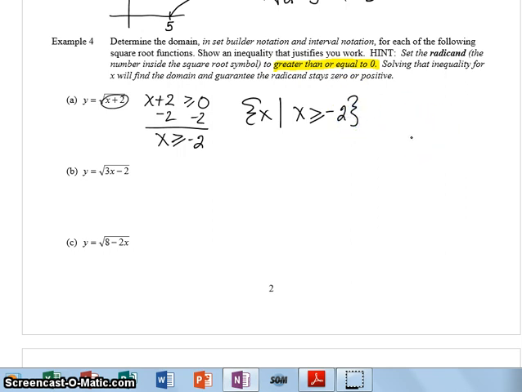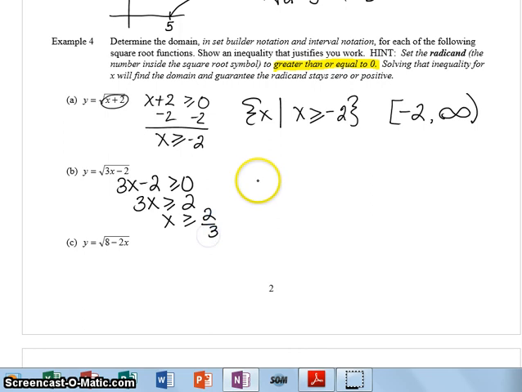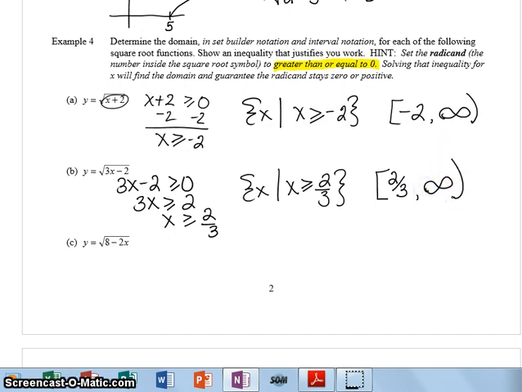There's my set builder. Now for interval notation, because it wants it in interval as well, it's going to go from -2, and that's included, and then it goes to positive infinity, which is not included. Okay, this one, 3x minus 2 greater than or equal to 0. I add 2 to both sides, and then I divide by 3. So I get x is greater than or equal to 2/3. So set builder notation: for all x such that x is greater than or equal to 2/3. Or interval notation: 2/3 is included to positive infinity, not included.